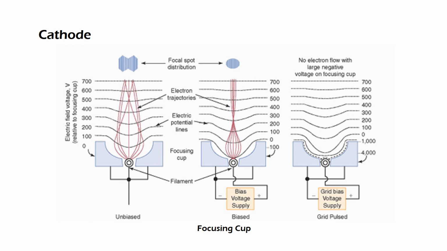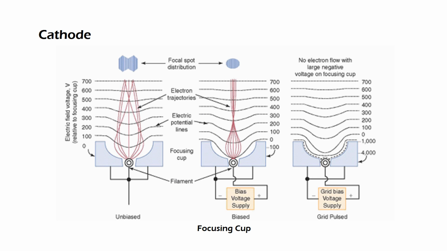The illustration in the middle depicts a biased focusing cup, where the focusing cup is isolated from the filament and a negative bias voltage, approximately -100 volts, is applied. This reduces the electron distribution further to a monomodal distribution by increasing the repelling electric fields surrounding the filament and modifying the electron trajectories.